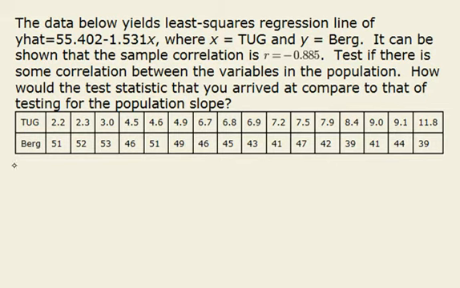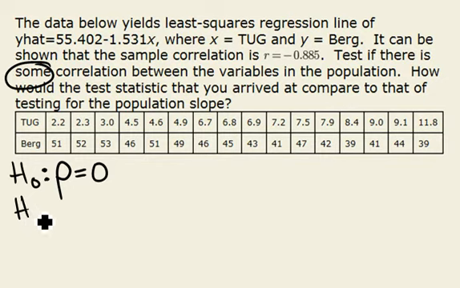So in testing for a population correlation, we're going to test if it's equal to 0, and we use the Greek letter rho to stand for population correlation. So our null is that rho is equal to 0. We just want to know if there's some correlation. We're not asked if there's a negative or positive correlation. So when we're doing just some correlation, we want to test if rho is not equal to 0 as our alternative hypothesis.